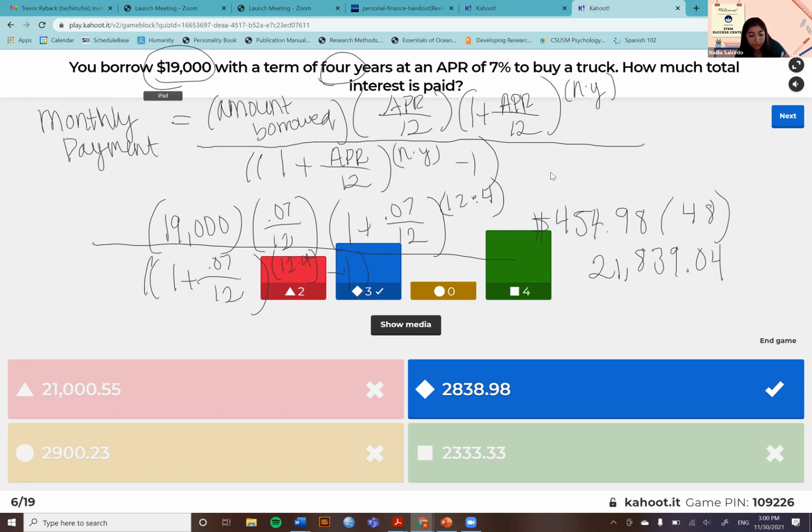So that's why we have to subtract it in order to find how much interest we paid. And once we do that, that gives us 2,838.98. I think I might have a rounding error maybe, but that would help. So you pay $2,838 in interest when you borrowed $19,000.